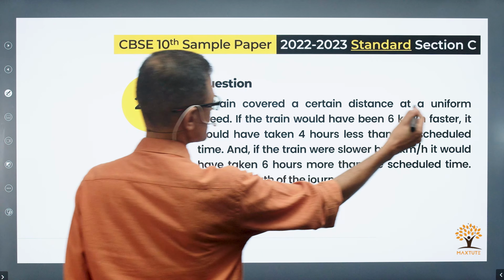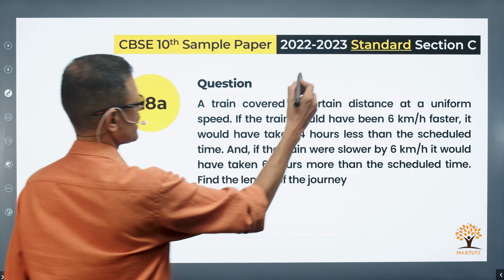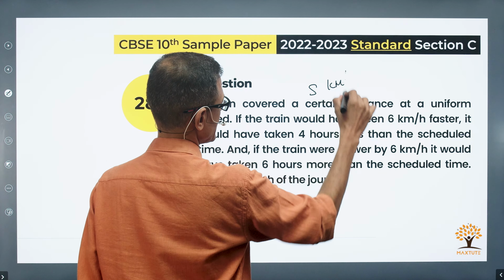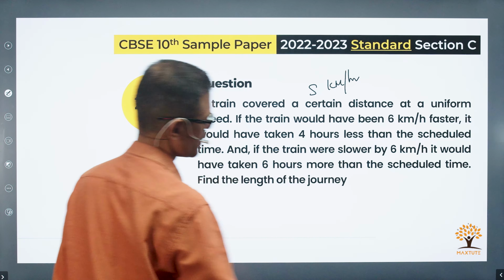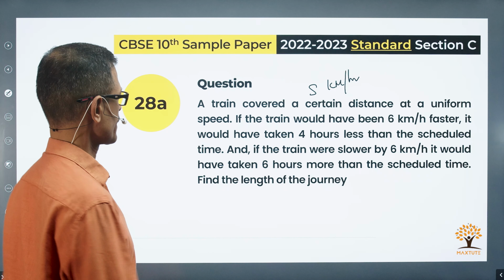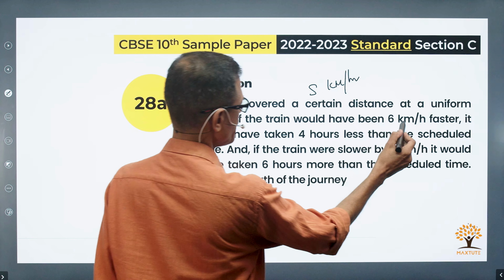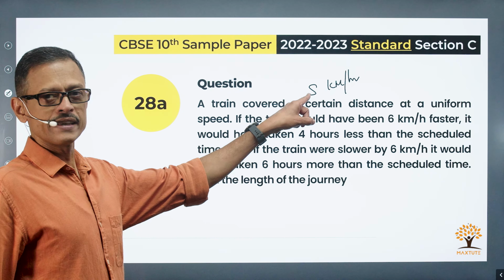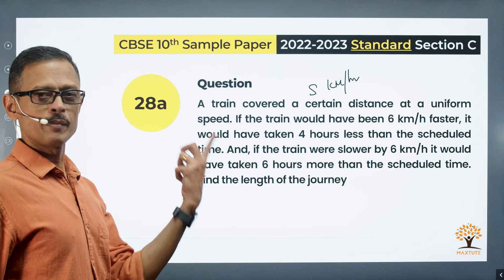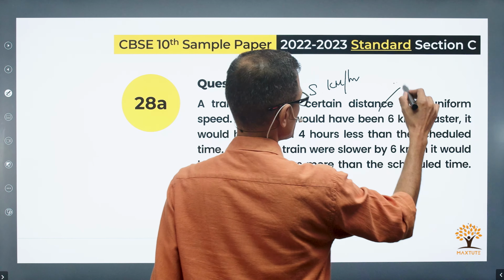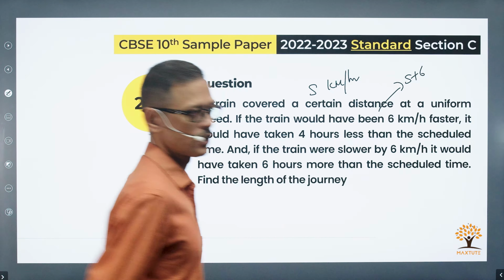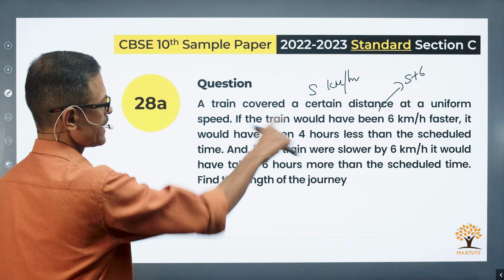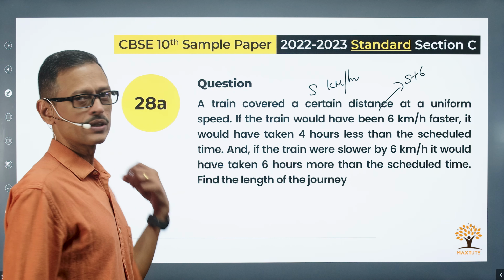A train covered a certain distance at a uniform speed. Let's say that speed is equal to s kilometers per hour. They've given something in kilometers per hour, so I'm taking that to be s kilometers per hour. If the train would have been 6 kilometers per hour faster, it's going to travel at s plus 6 kilometers per hour. It would have taken 4 hours lesser than the scheduled time.